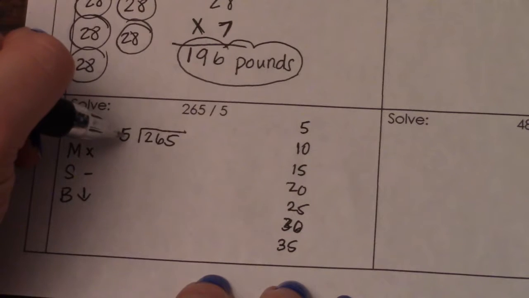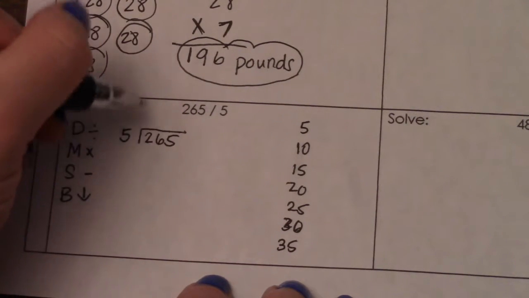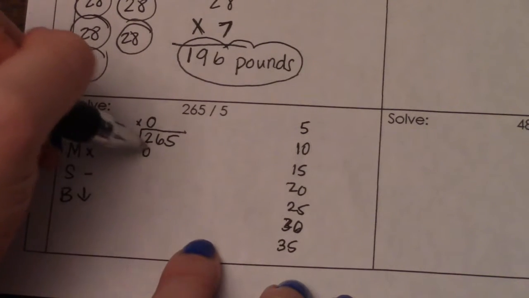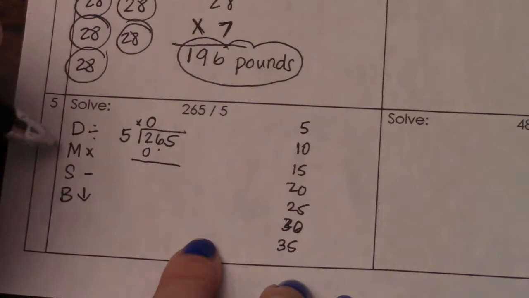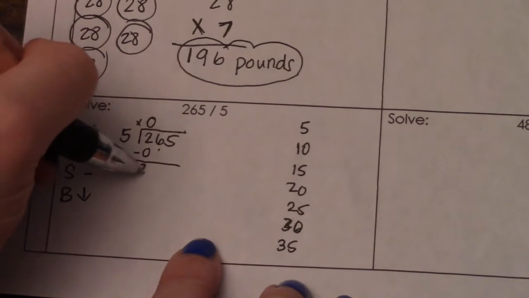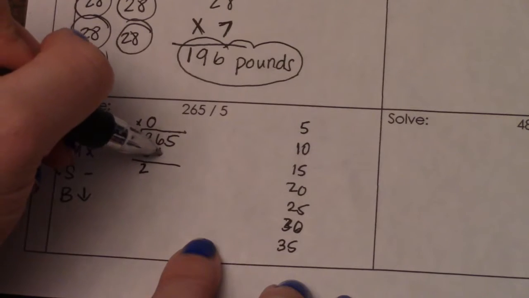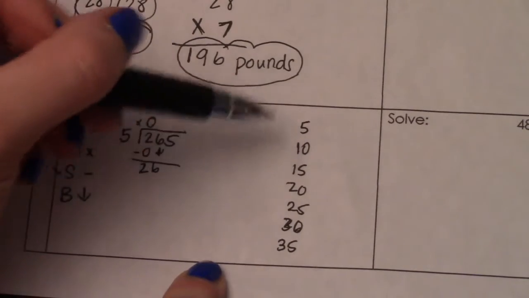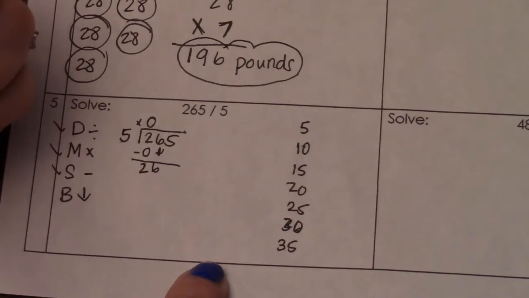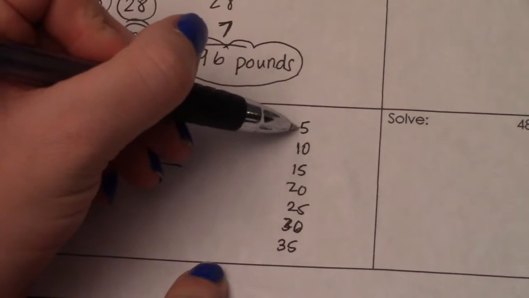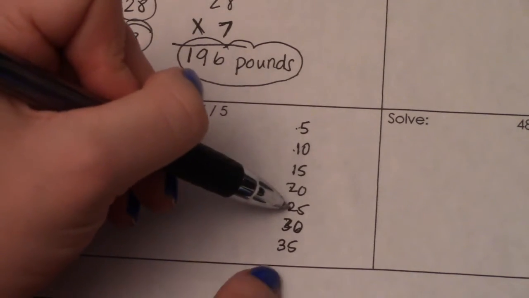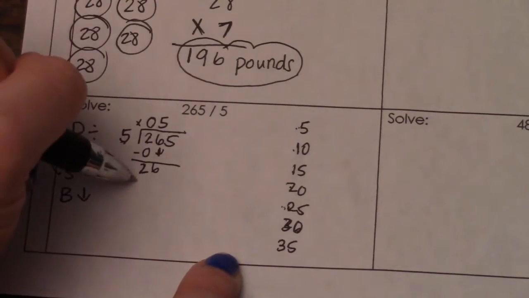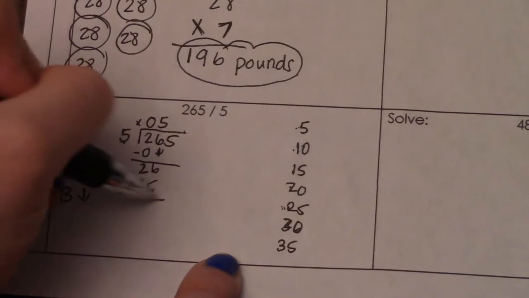So, can 5 go into 2? No, because 2 is too little. So I'm going to bring my 0 here. 5 times 0 is 0. Okay, I'm going to subtract that. That's 2. I'm going to bring down my 6. So, how many times can 5 go into 26? So I'm going to look over here, and I want to get the closest to 26 that I can without going over. So let's see, 1, 2, 3, 4, 5. So it can go in 5 times. 5 times 5 is over here, 25.